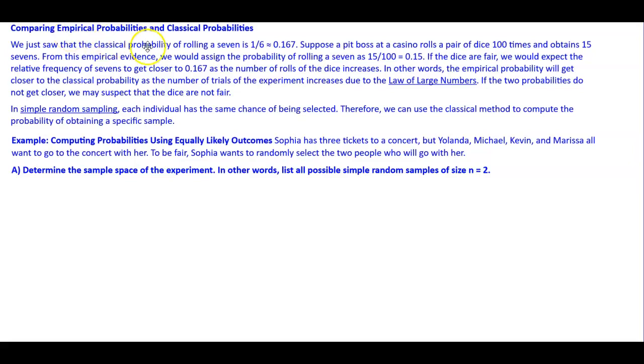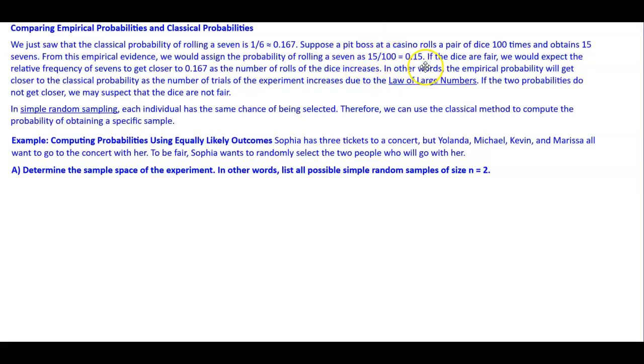Comparing empirical probabilities and classical probabilities. We just saw that the classical probability of rolling a 7 is 1 out of 6, which is approximately 0.167. Suppose a pit boss at a casino rolls a pair of dice 100 times and obtains 15 sevens. From this empirical evidence, we would assign the probability of rolling a 7 as 15 over 100, which is equal to 0.15.